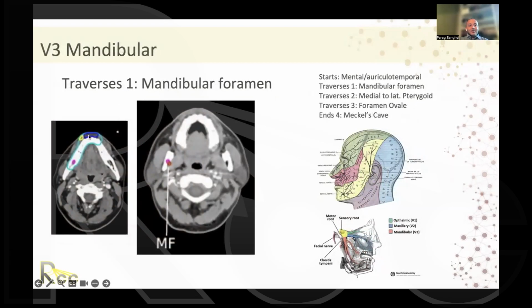So here is somebody with a lip cancer, and you can see some contours here. So it's contouring the lip, going through the submental foramen. Unfortunately, the biggest challenge in these patients is that these nerves traverse right through the mandible. So this is the challenge for treating V3.